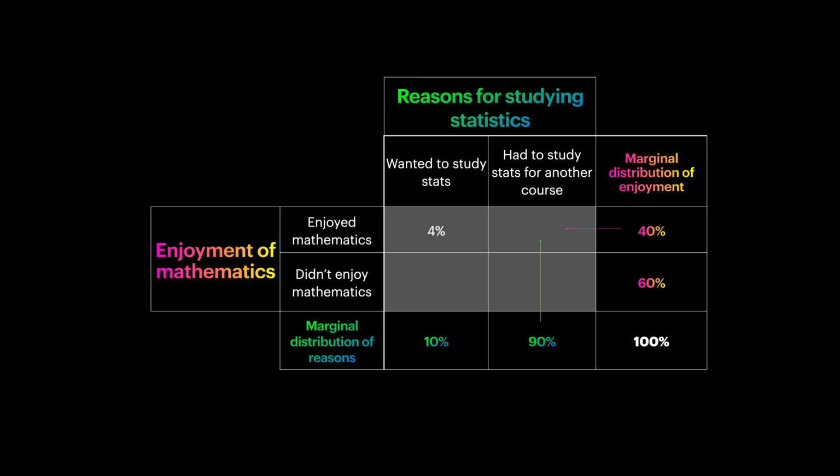In the next cell of our matrix there, we've got 36% of students, 90% times 40%, had to study statistics for another course and enjoyed mathematics at school. The multiplication rule sometimes confuses people a little bit because we're thinking about two things having to be true. That's less likely than just any one of them on their own being true. And if we multiply them together, we normally think of multiplication as creating a bigger number. And of course, the probability of two things both being true is going to be smaller.